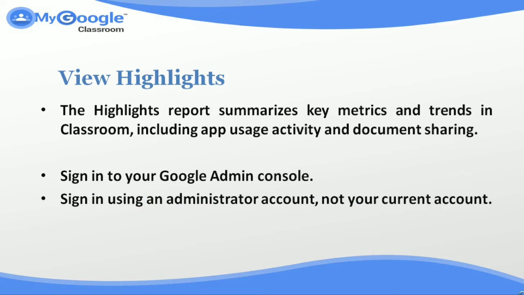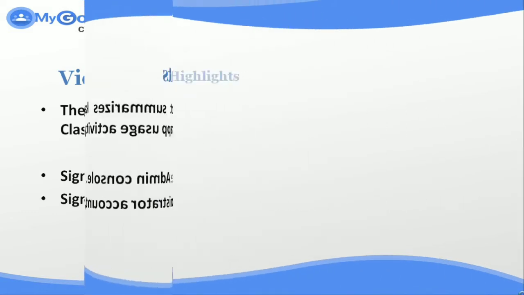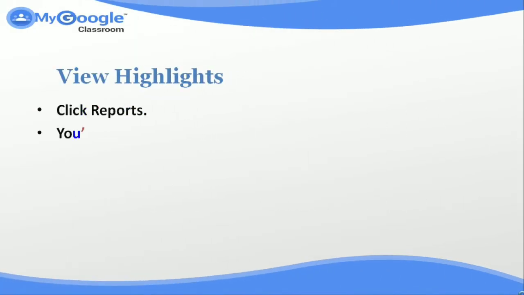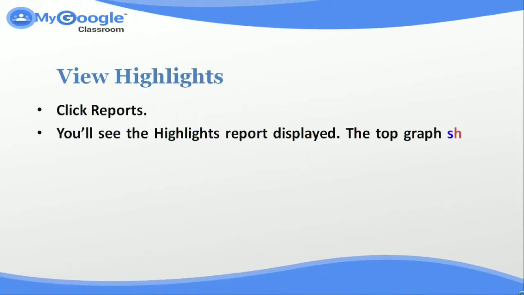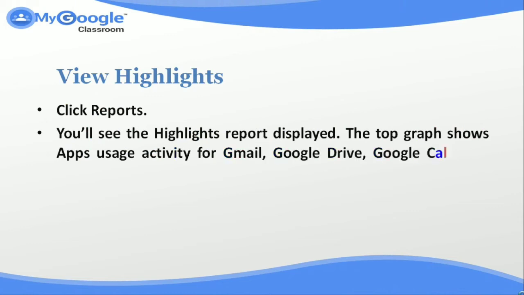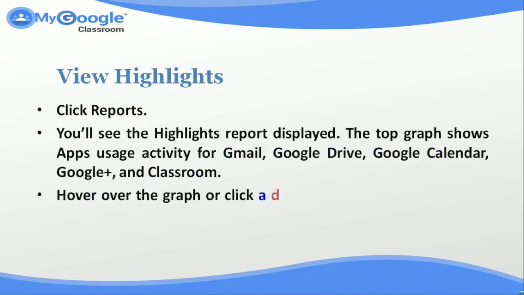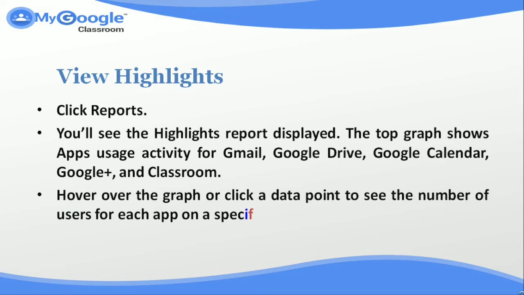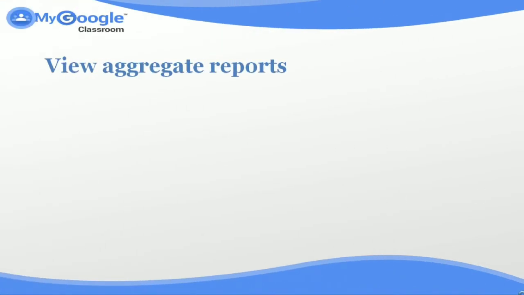Sign into your Google Admin Console. Sign in using an administrator account, not your current account. Click Reports. You'll see the highlights report displayed. The top graph shows app usage activity for Gmail, Google Drive, Google Calendar, Google+, and Classroom. Hover over the graph or click a data point to see the number of users for each app on a specific date. View Aggregate Report.